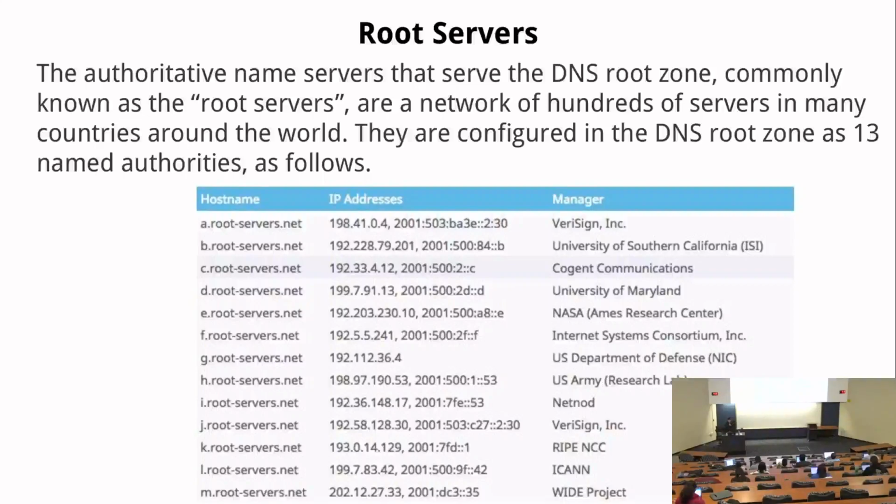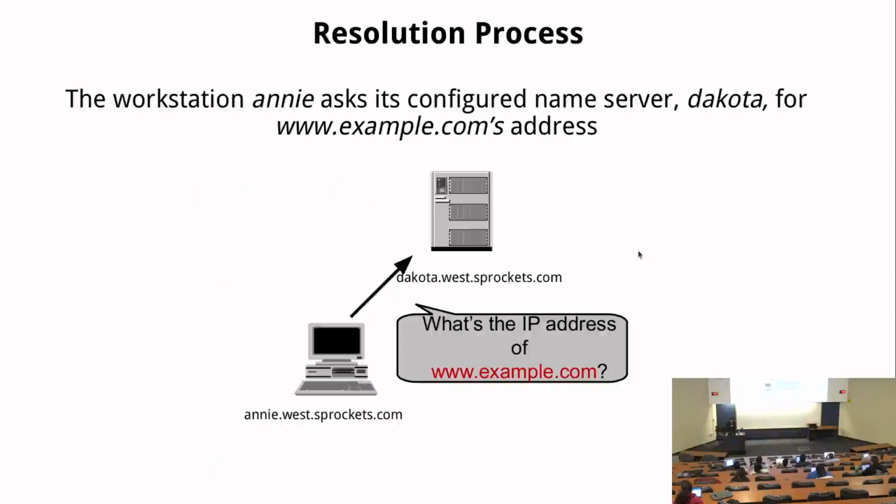Some of them are managed by companies, some by universities or the US government, and some by non-profit organizations, like ICANN here. Some of these are VeriSign, then DoD, US Army, NASA, Maryland, USC. So those are the 13 root servers.